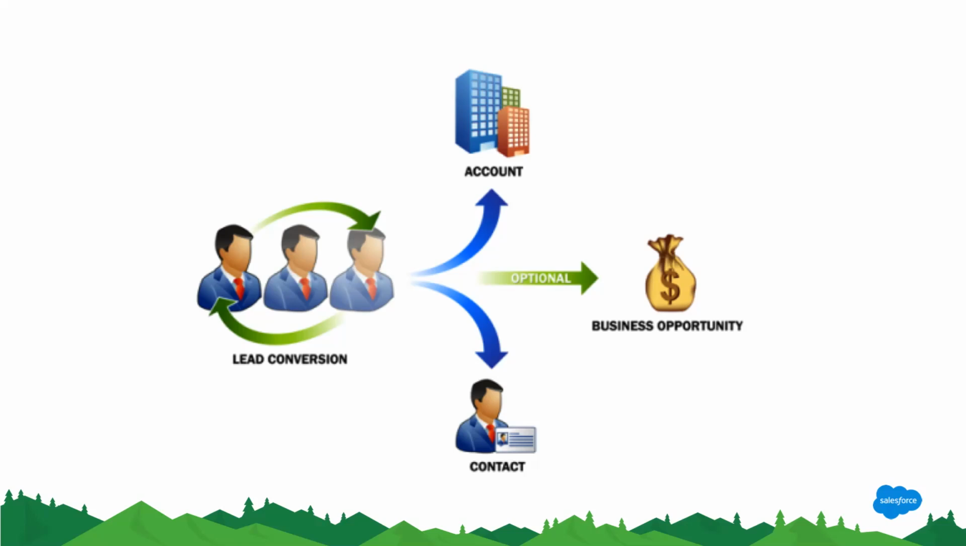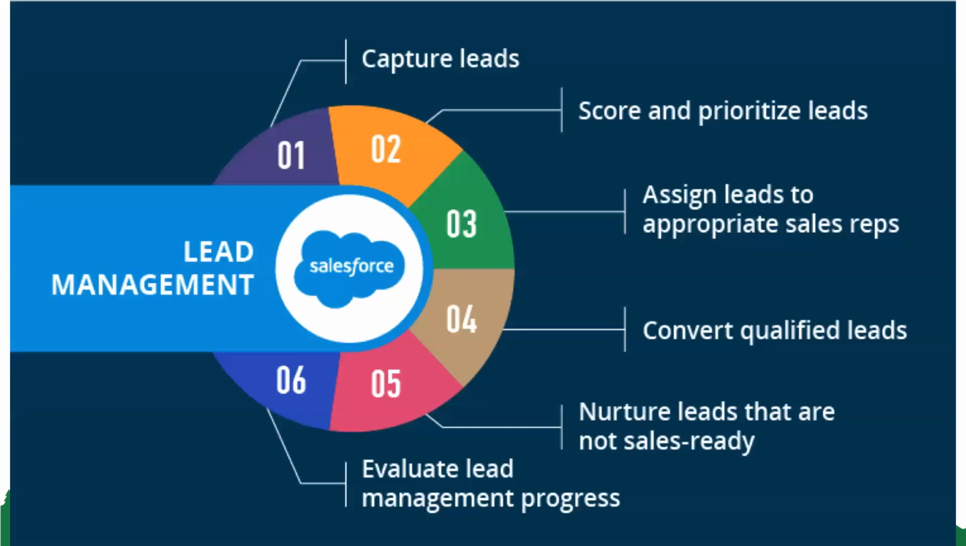Again, this decision has to be made by your business, right? This decision also has to be made by your business. Okay. So the account, contact, and opportunity. So the lead is converted. So after the lead is converted, we can have optional steps. We can categorize that they are not ready to sell immediately, right?